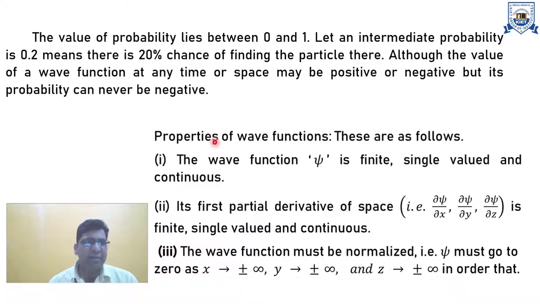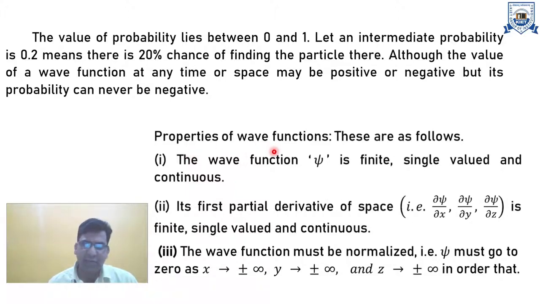The value of probability lies between 0 and 1. Let us understand the meaning of this. Suppose my result is 0.2, which means there is a 20% chance of finding the particle in that particular range. Although the value of the wave function at any time or given position can be positive or negative, its probability can never be negative. It is impossible. Probability is always positive. These parameters are very essential requirements for quantum mechanics, because we understand particle nature through wave nature.